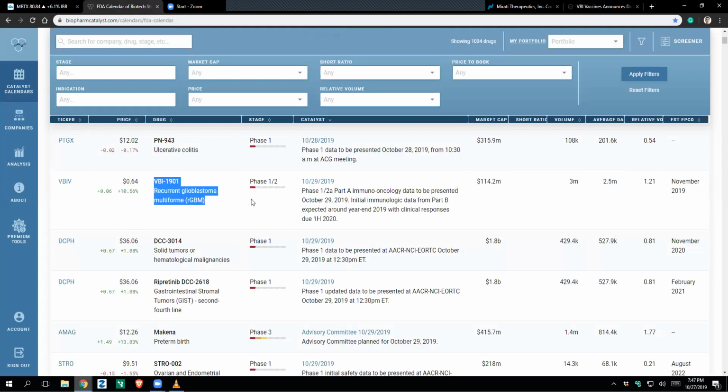Okay. I'm going to skip this one. I think recurrent GBM, recurrent glioblastoma, is a very hard cancer to treat. I think it's like metastatic, advanced pancreatic cancer. Most therapies fail. I'm going to stay away from this.